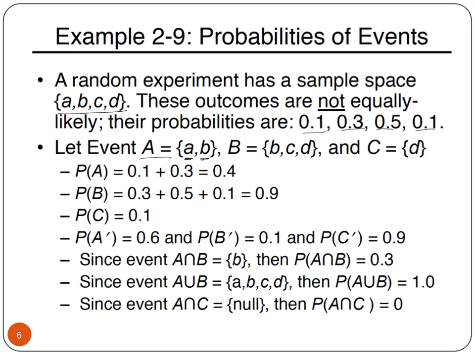So if A or B occurs, this means that event A occurs. And event B is defined as the occurrence of B, C, or D, right? Last, event C occurs when outcome D is the outcome of the experiment, okay? If you want to calculate the probability of A, it's simply the sum of those 2 probabilities, the probability of outcome A and the probability of outcome B. This is outcome A probability and this is outcome B probability, so the probability of event A becomes 0.4.